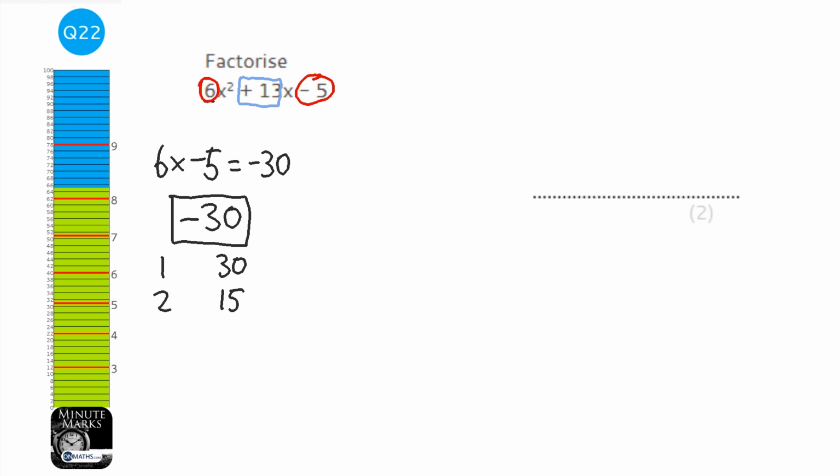This time, let's have a think. So if I put a minus before the 2 here, then minus 2 plus 15 is 13. So if I add those together, it does get to my 13, which is what I want. So these two numbers here, what we need to do with those is rewrite the question.